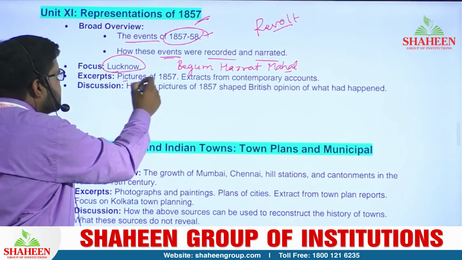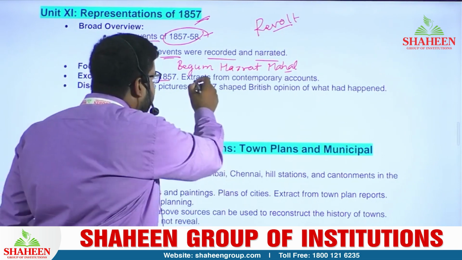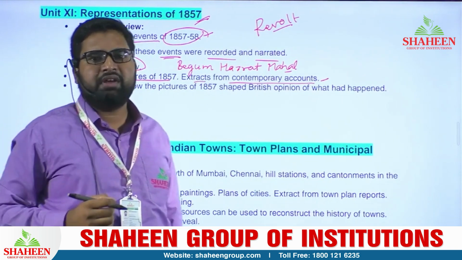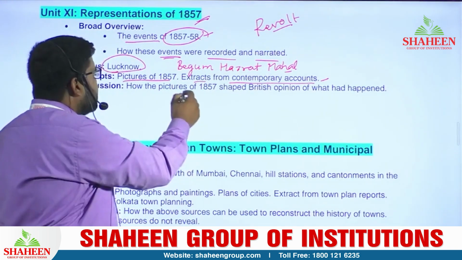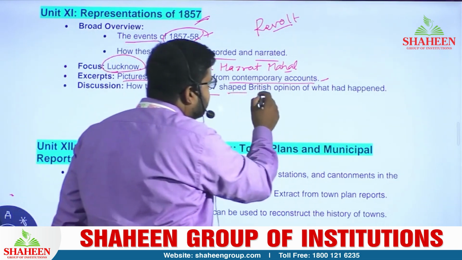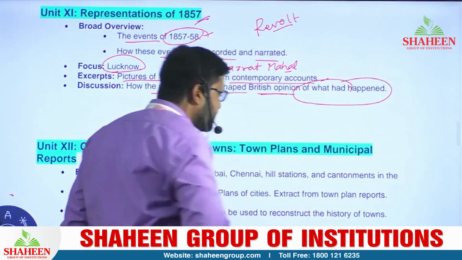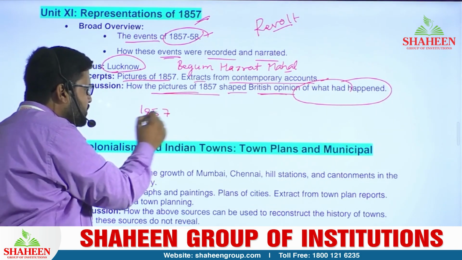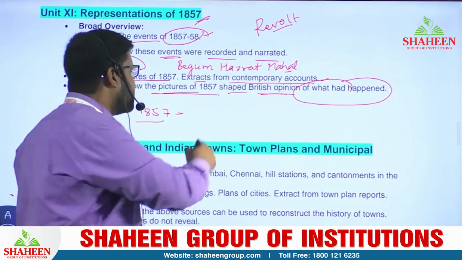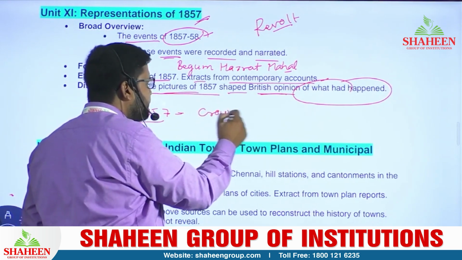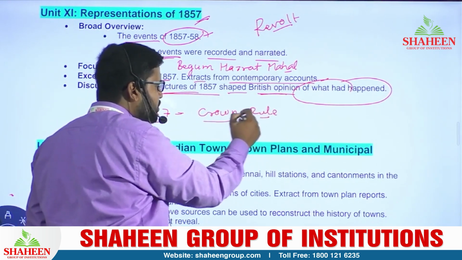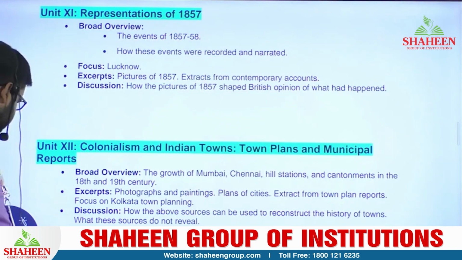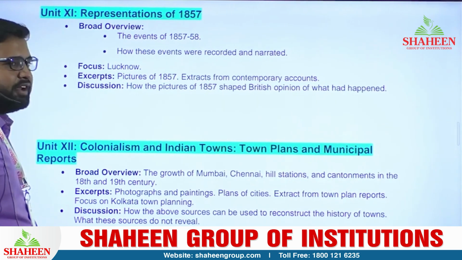We will see the pictures of 1857 and extracts from contemporary accounts, those accounts which were written during 1857. The pictures of 1857 shaped British opinion of what had happened. So, this was a very important event. From 1857 onwards, the Company rule declined and the Crown took over the rule of India. Crown rule started in 1858. This was a very important event in Indian history.